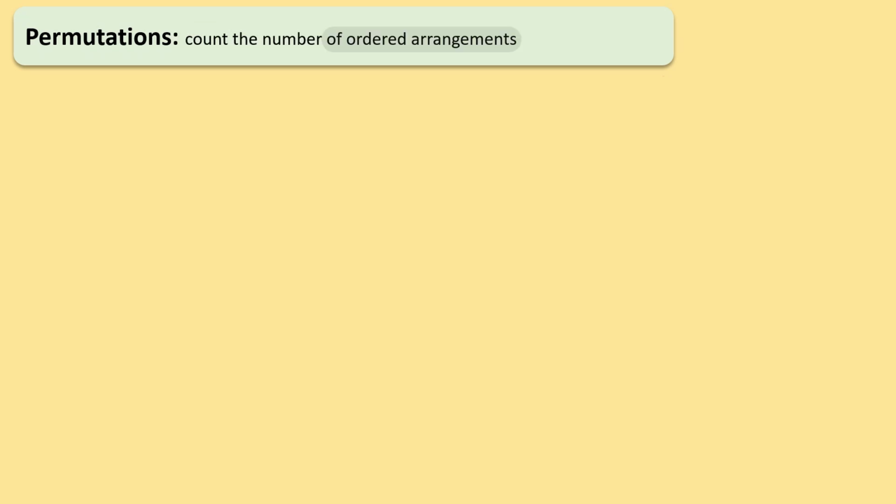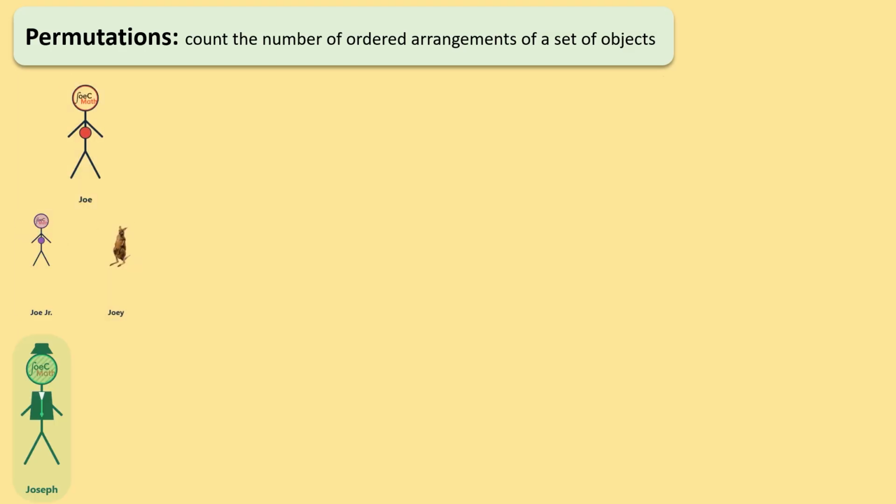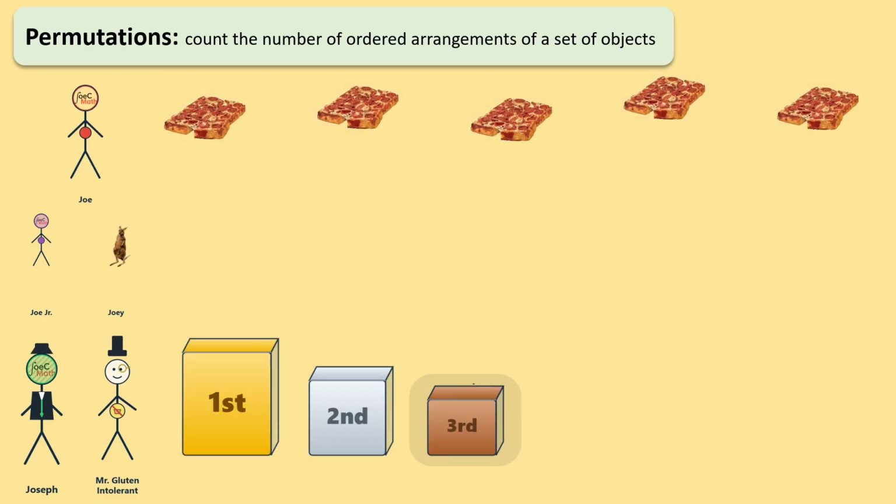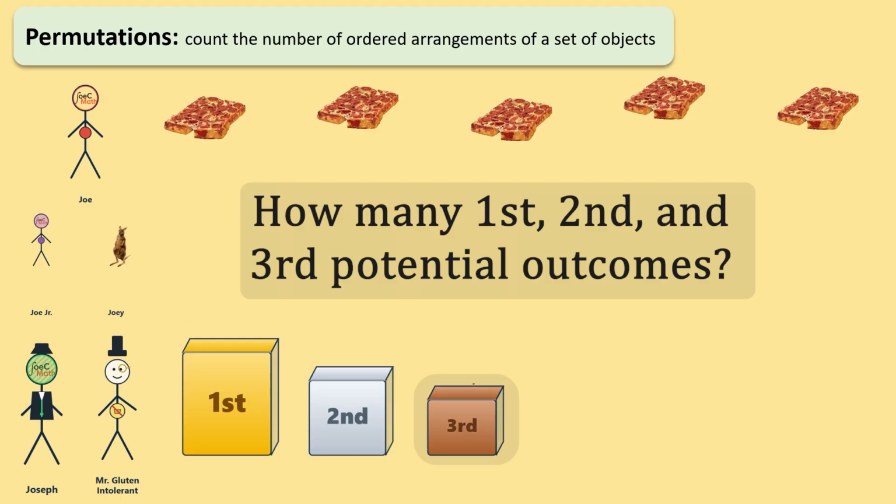Permutations count the number of ordered arrangements of a set of objects. For example, suppose we have 5 students competing to see who can eat the most Detroit deep dish pizzas. In this competition, there is a first, second, and third place. How many ways can first, second, and third place be filled with the 5 competitors?